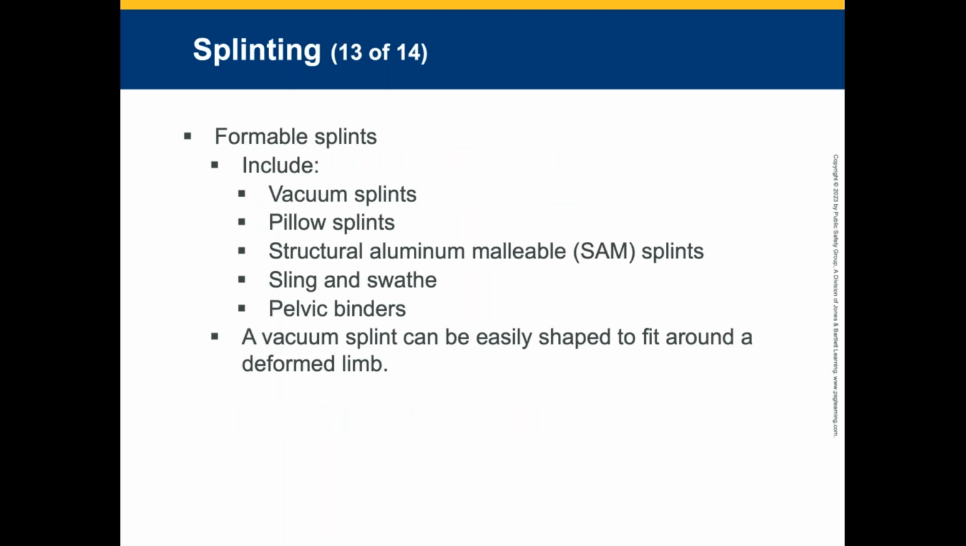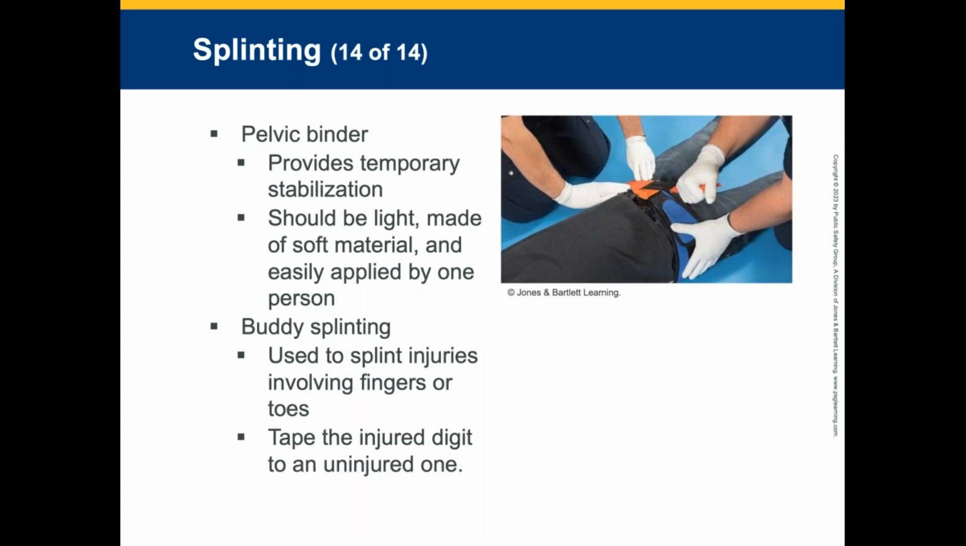Formable splints like vacuum, pillow, sling and swathe, pelvic binders, SAM splints. These are all different ones we can utilize for formable splints. So you guys should be pretty good with those. And then pelvic binders. This is a SAM pelvic binder that you see here. We do have those in our trucks where I work, so we'll be able to take some of those out and play with those as well. It should be light, made of a soft material, easily applied by one person. Something very simple to use.